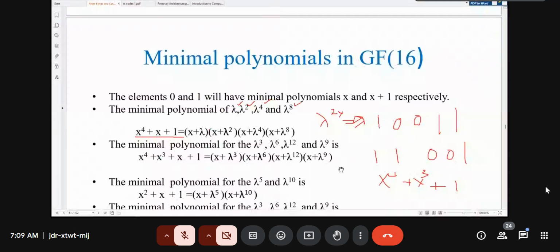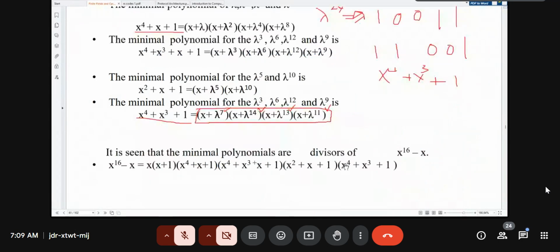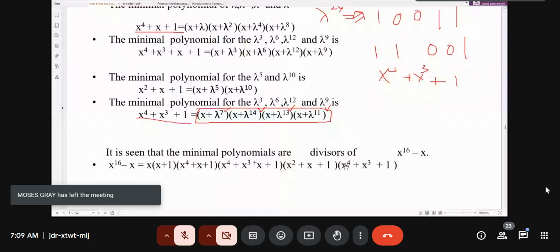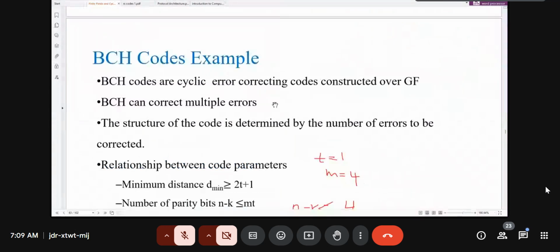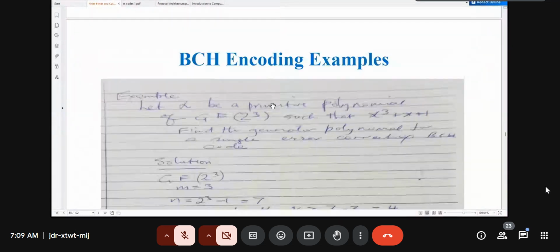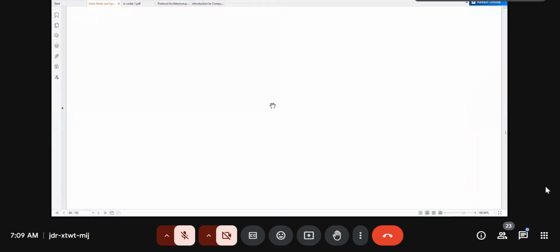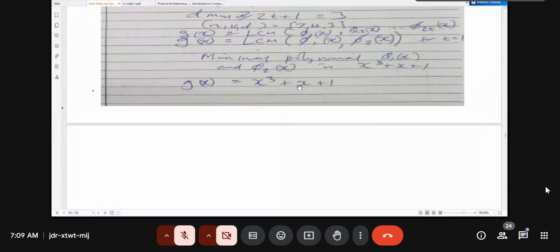The number of polynomials which you are going to use, because we try to get the LCM of the minimal polynomials of the field elements. And the minimal polynomials will depend on how many errors you want to correct. I hope nobody has a problem with that.